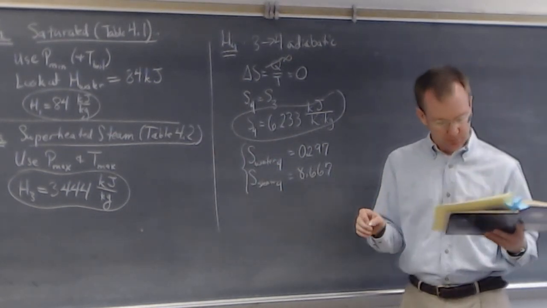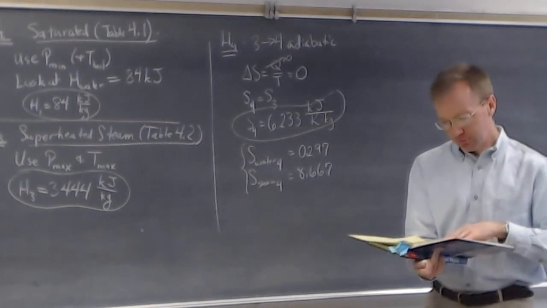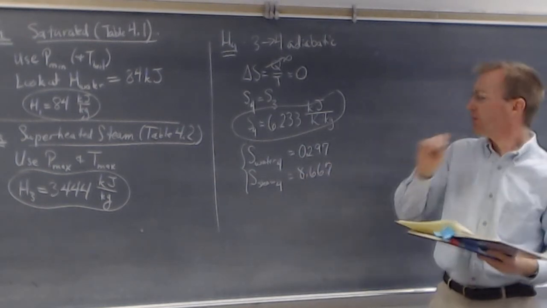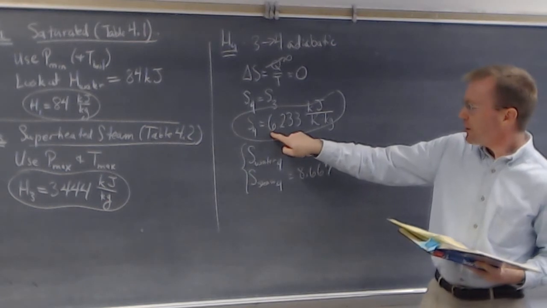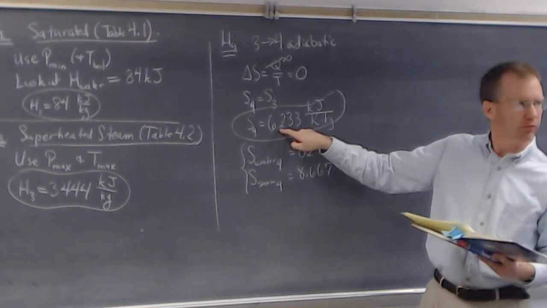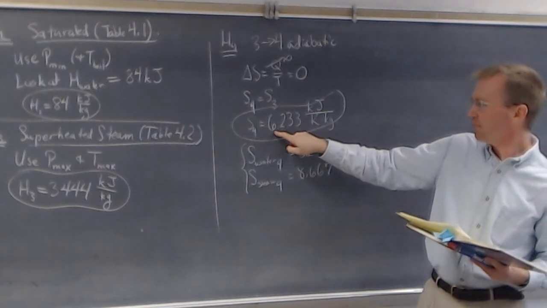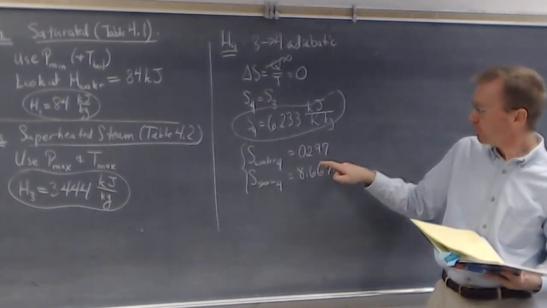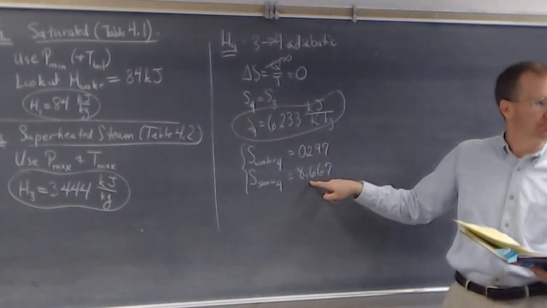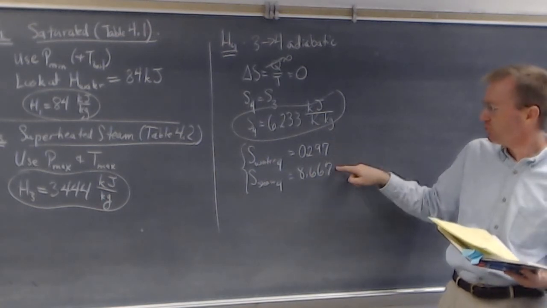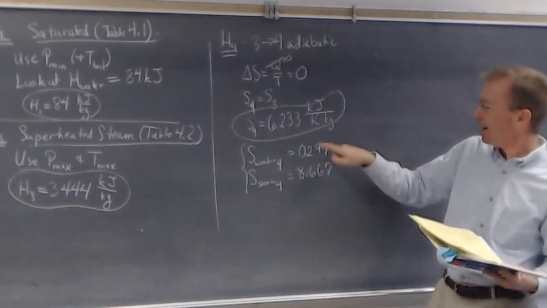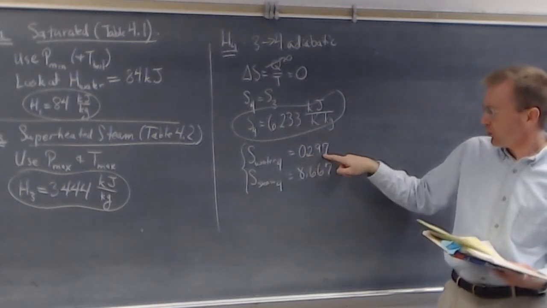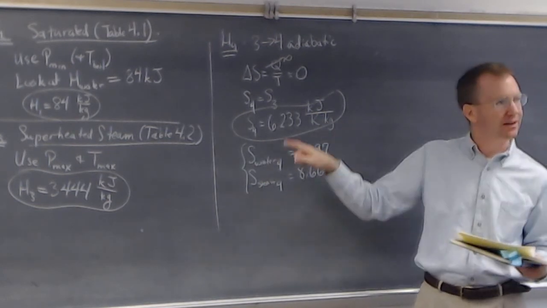Here's the way to explain it. Here is the entropy of our mix of water and steam at point four: 6.233. We've got to make that much entropy out of some amount of water and some amount of steam. We interpolate between these two to find what fraction of water and steam has a total entropy of 6.233. Water has a very low entropy, steam has a very high entropy. We need some mix of the two to get in between.